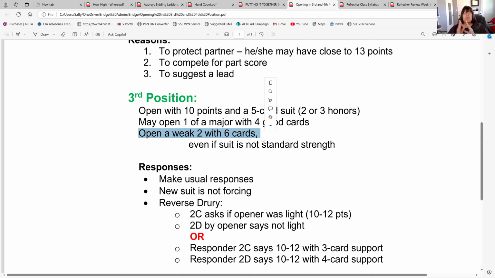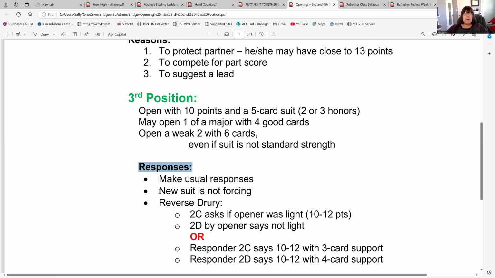Now, a word of warning, partner needs to notice that you're in third position when you do this. So partners, when it's gone pass, pass, and your partner opens, don't think, oh good, he's got 13 points. He might not have 13 points. So you need to remember this. When you are making your responses, you still treat it as usual. You make your usual responses to it.